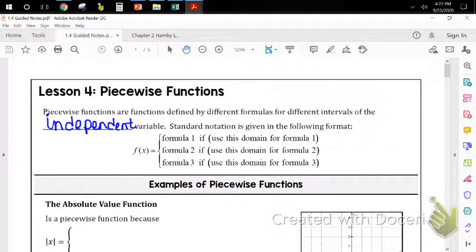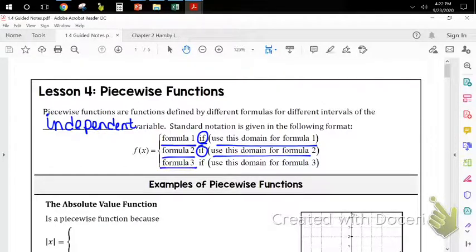All right, standard notation is given in the following format. So you're going to have these different formulas or equations or expressions here, okay? So you have your first one, and then it's going to say the word if, and it's going to tell us the domain in which we would use that formula. Then we'll have a second one. It's going to say the if and the domain in which we would use that one.